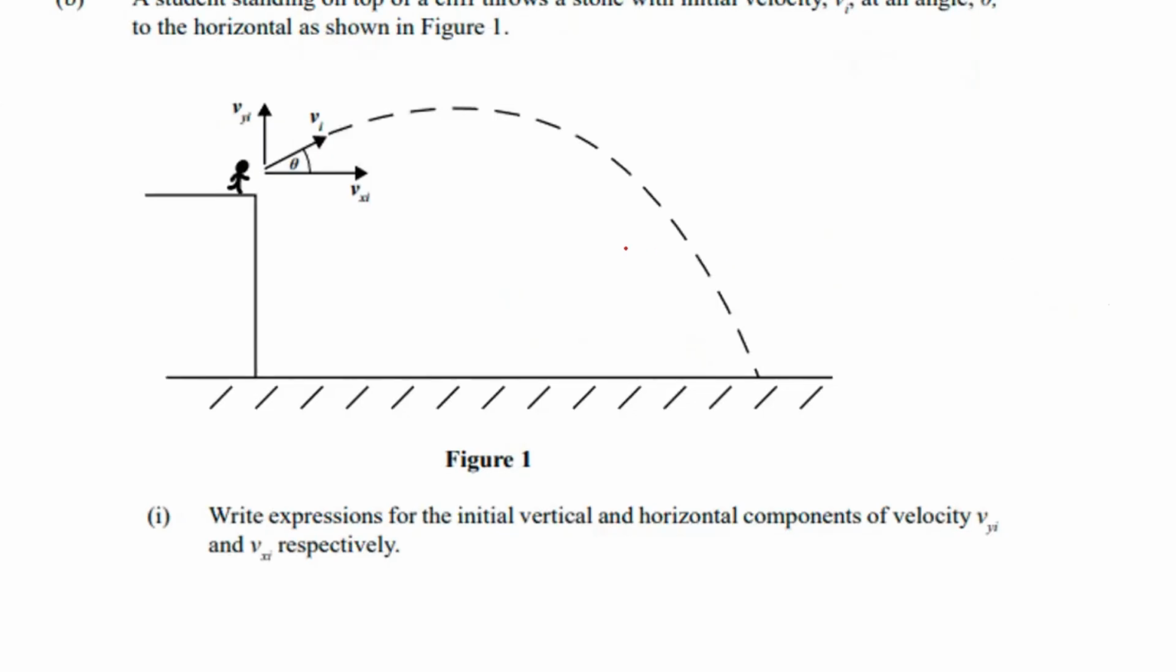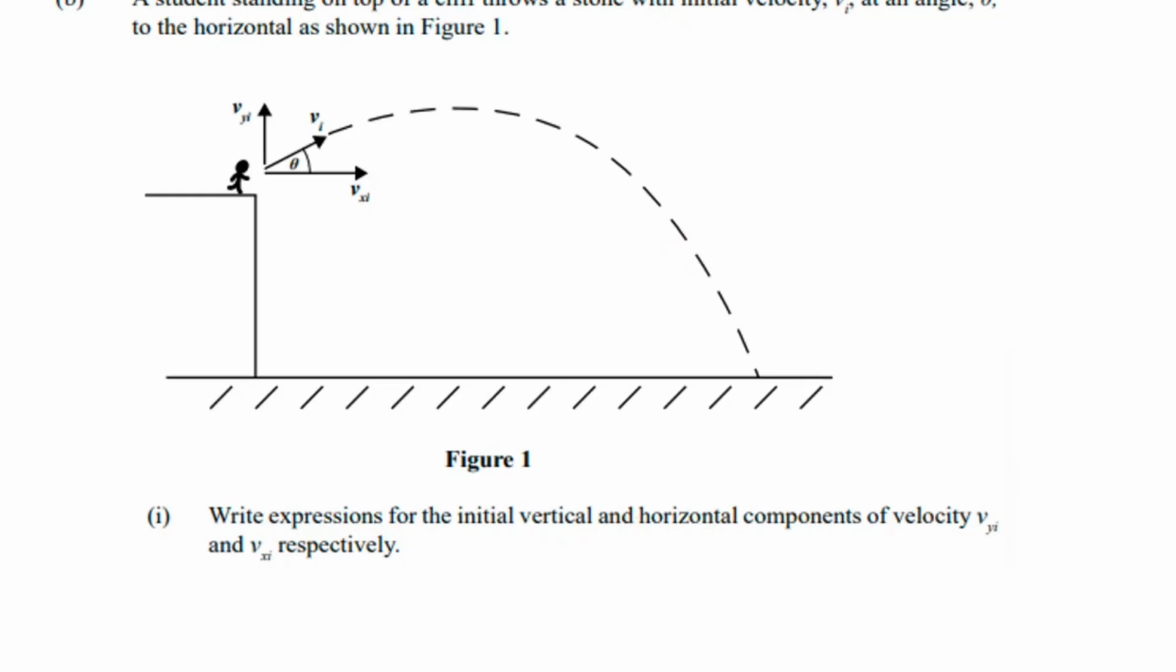Now, just another projectile type of scenario. A student standing on the top of a cliff throws a stone with an initial velocity vi at an angle of theta to the horizontal. Now they want you to write expressions for the initial vertical and horizontal components of the velocity.